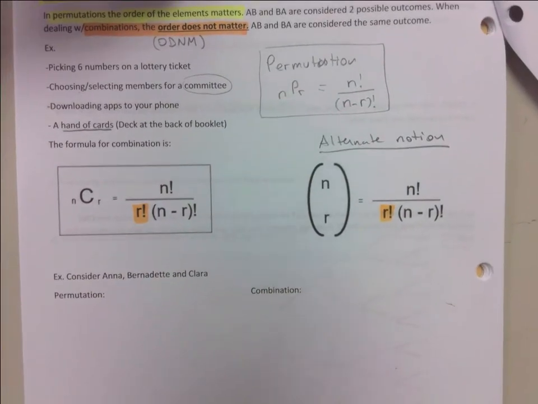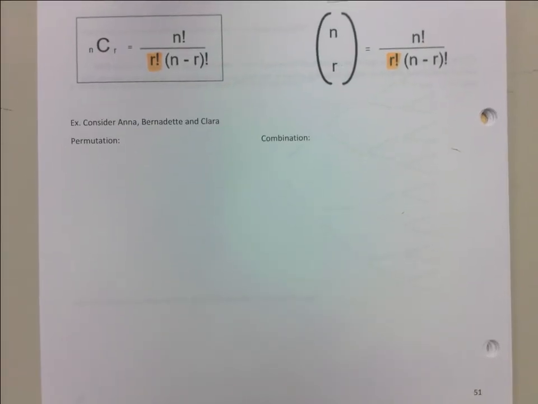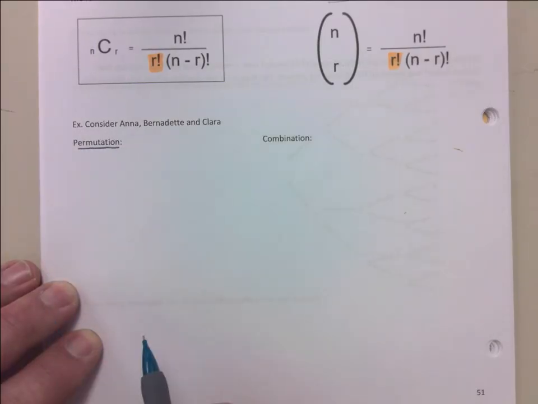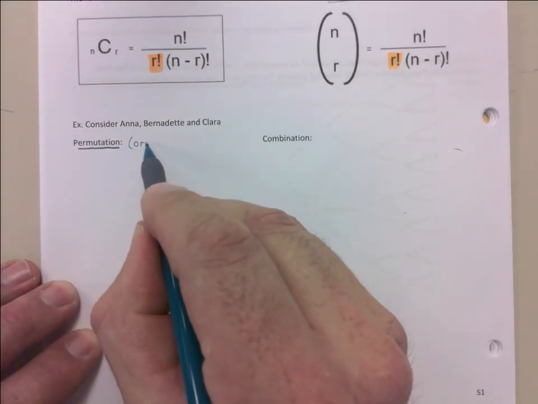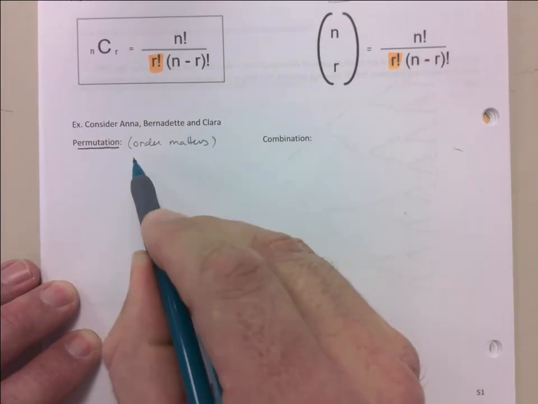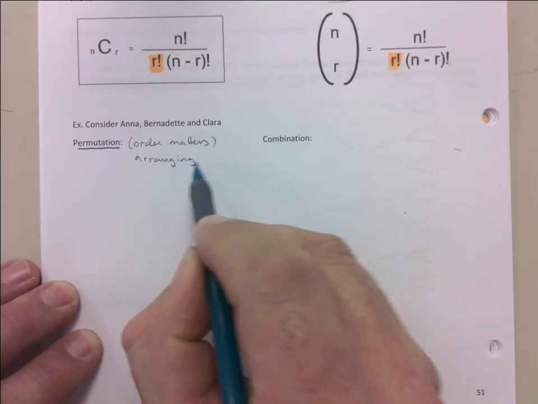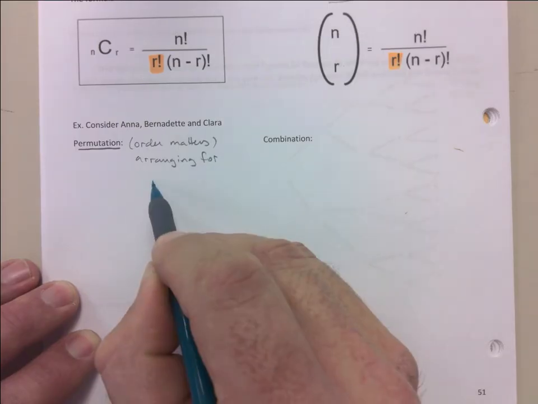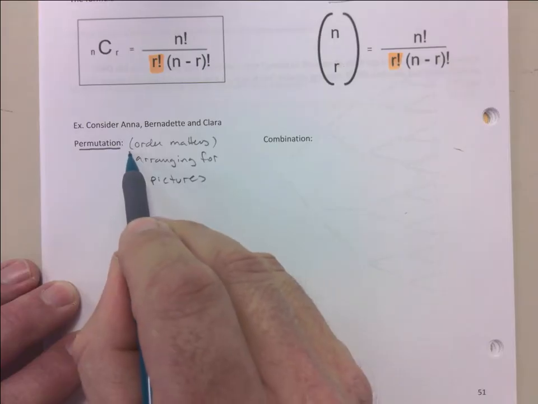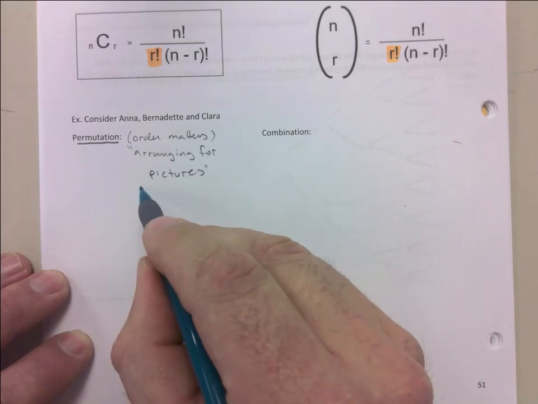So let's look at some specific examples here. Anna, Bernadette, and Clara. If you wanted to do a permutation where order matters, arranging for a picture. That would be a very classic, or positions.